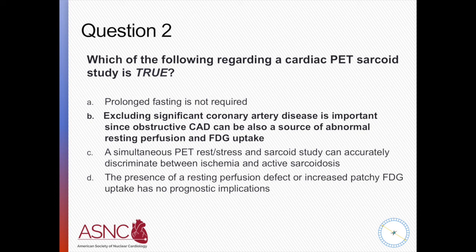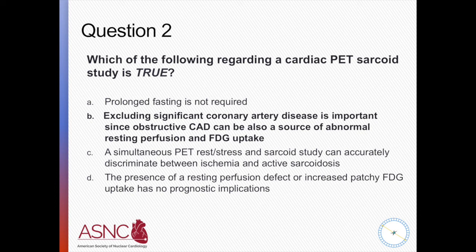Very good. And C? A simultaneous PET stress and sarcoid study can accurately discriminate between ischemia and active sarcoid. I think we already discussed this. It's really hard to know for sure whether this area represents ischemic memory or sarcoid, and you have to use all the information you have available. So this is a false statement. You cannot accurately discriminate between those two.